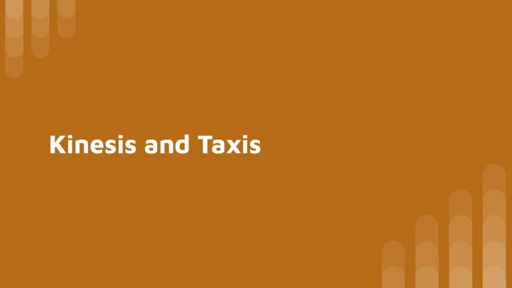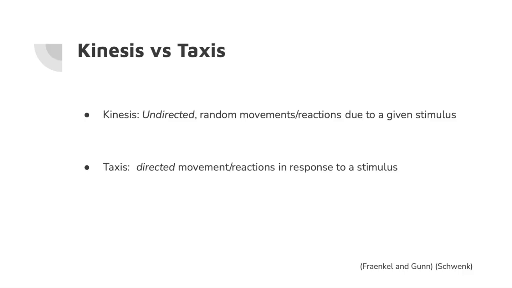There are different mechanisms of animal movement, and Schwank discusses these in his article to determine the mechanism that forked tongues fall under. In Drs. Gottfried Frankl and Donald Gunn's 1961 book, The Orientation of Animals: Kinesis, Taxis, and Compass Reactions, they discuss the difference between kinesis and taxis. Kinesis and taxis are different types of movement. Kinesis is undirected, random reactions and movements of an animal due to a given stimulus, while taxis are directed movements and reactions in response to a stimulus.